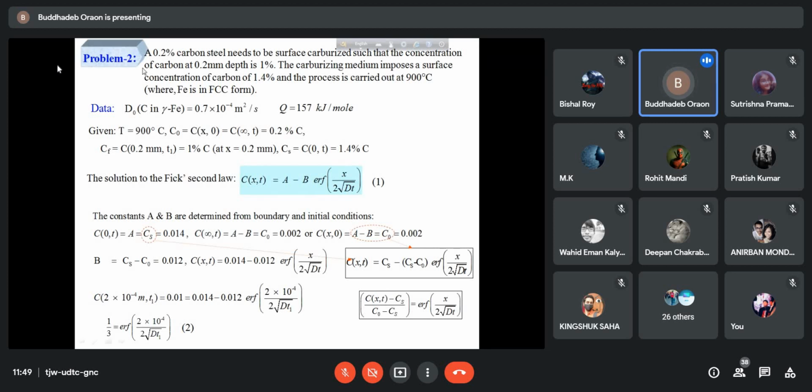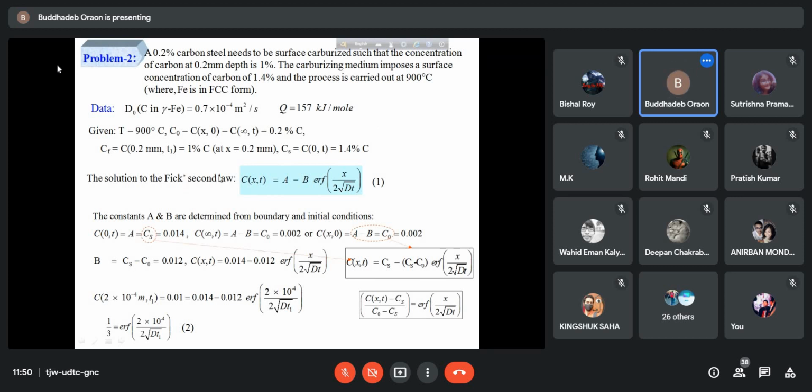So what are the data given? This data is D0. If you remember the equation of diffusivity, there was a constant known as D0. So for carbon in gamma iron, that means carbon is getting diffused into iron, the structure is FCC. For that, this has already been determined experimentally. This D0 is there in the data book. So from the data we are taking these values. D0 equal to this, and the activation energy per mole, capital Q, equal to 157 kilojoule per mole. So this data is given.